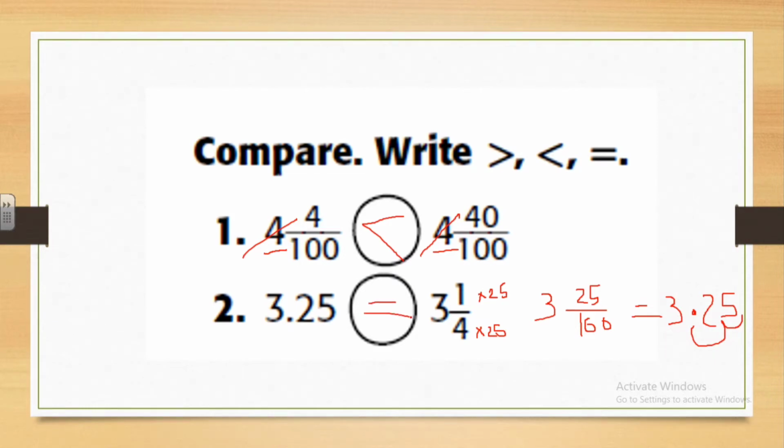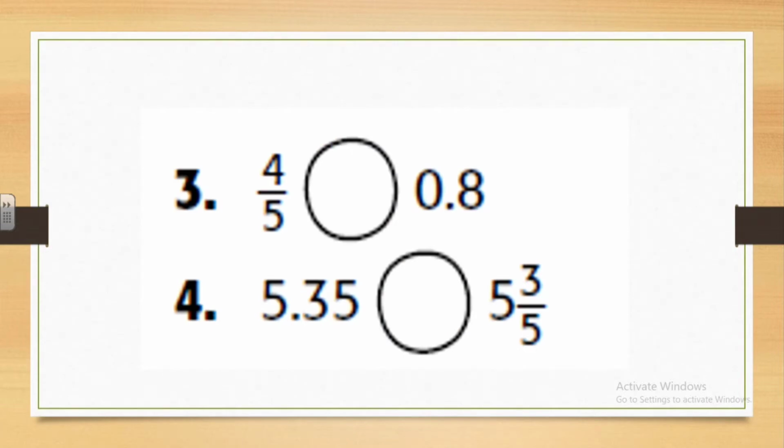Okay, let's see the next one. Here we have 4 over 5, and the other side is 0.8. Decimal and fraction, we cannot make a comparison, so we need to change. I guess it will be much easier if we change the fraction to a decimal. That's what I see, but if you want to change the decimal, it's up to you. You can solve any equation in a lot of ways, so just choose the way that you like and use it in your answer.